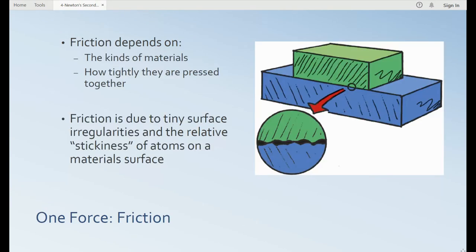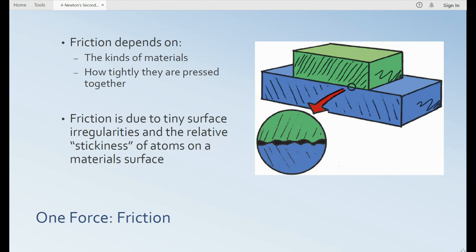One of the forces we might deal with when we're talking about acceleration is friction. And friction is a force that depends on a couple of different things. It can depend on what kind of material. And so, say if we have two wooden blocks rubbing together, or we have a wooden block going across a glass top table, or maybe a wooden block going across a carpeted floor. So, the types of materials will affect friction.